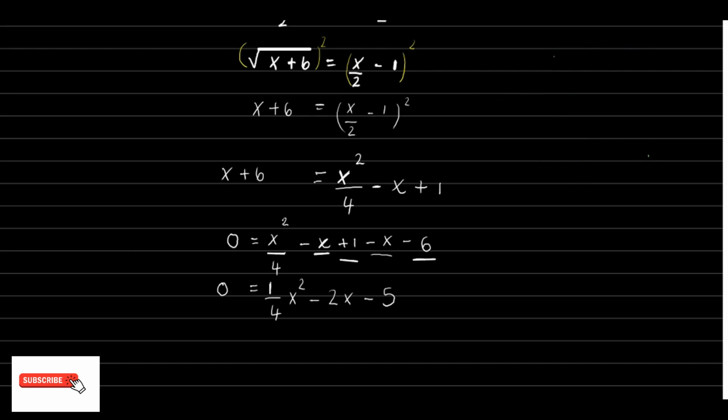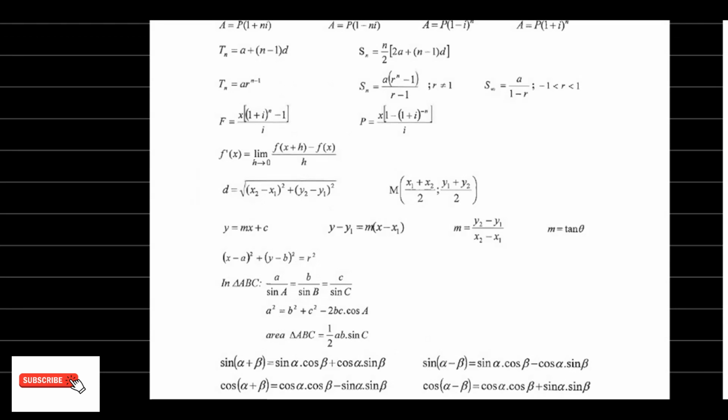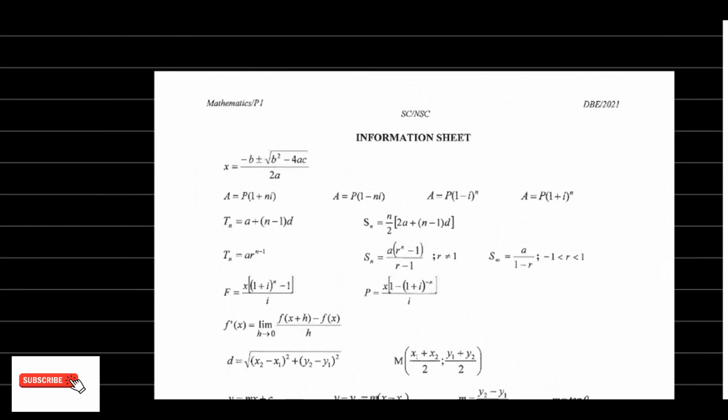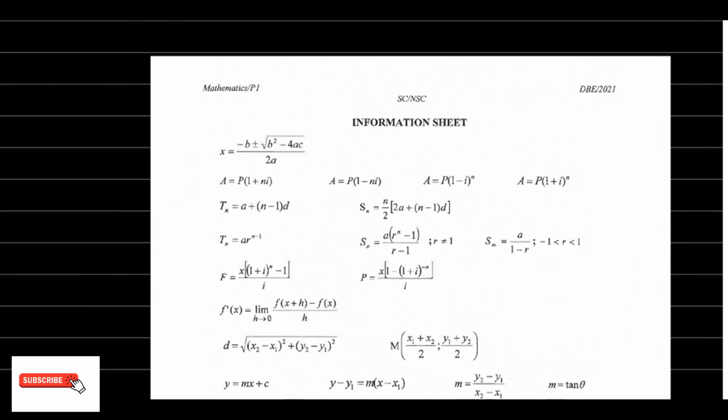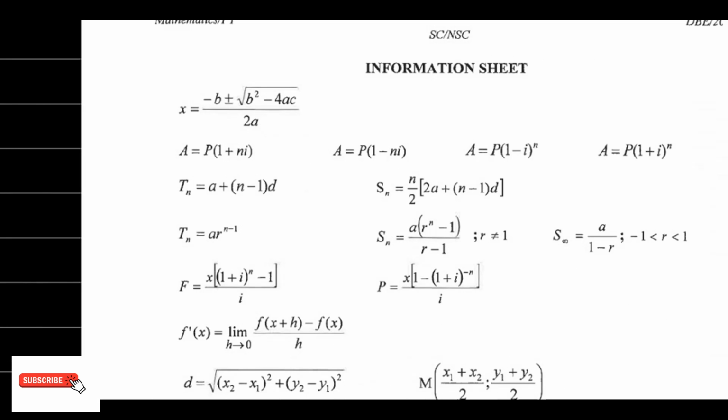That quarter there, so that's our a. Our b is negative 2, and our c is minus 5. Punch that into your calculator using this formula. Okay guys, so take those values that I've given you and simply substitute them into this formula to get the value of your x's, right? So if you do that, x is equal to 10, or your x is equal to negative 2.